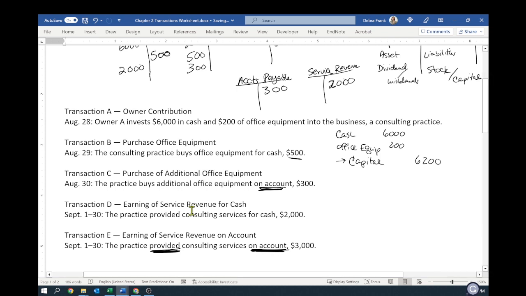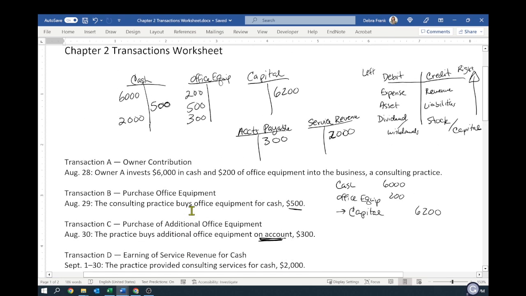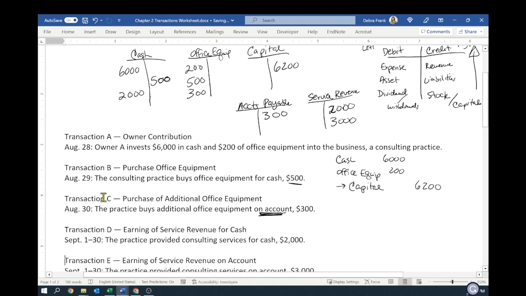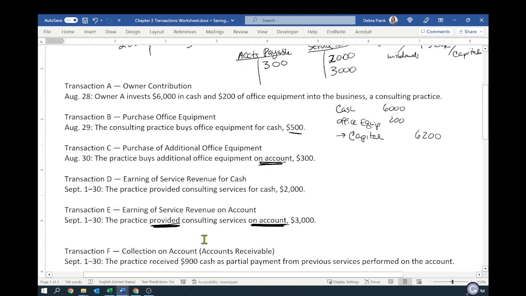We provided the services. So that was that we earned it. So we get to record our revenue for $3,000. So let's do that because we did that first last time. Revenue was the R in DEAD CRLS. It increases on the credit side. And so we can see $3,000 there. But we didn't get the cash. It said on account. So that means the customer said to me, put it on my account. I'll pay you later. So the customer is going to hopefully pay us very soon, maybe in 30 days. And so we're going to receive the cash soon.